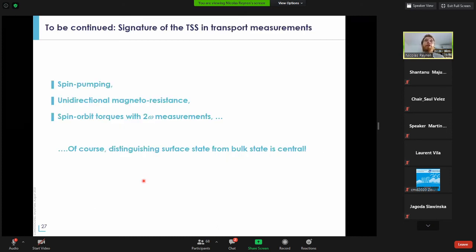To be continued, we are looking for the signature of the topological spin surface state in the transport measurements. We perform some spin pumping, unidirectional magnetoresistance, and spin-orbit torque with 2 omega measurements, and so on. Of course, distinguishing surface state from bulk state is central. I don't have much more time to describe all this, and finally they are all very preliminary.